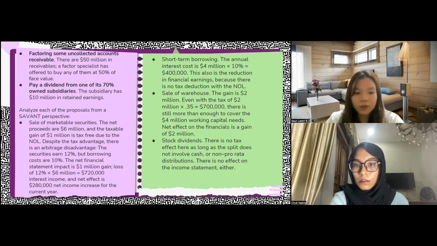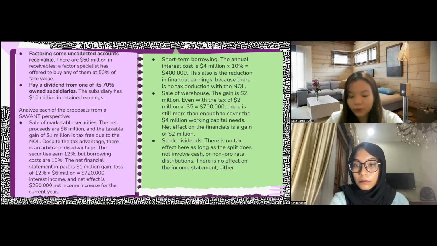So to analyze each of the proposals from a tax perspective, we can see the following. The first one, sale of marketable securities: the net proceeds are $6 million and the taxable gain of $1 million is tax-free due to the net operating loss. Despite the tax advantage, there is an arbitrage disadvantage: the securities earn 12%, but borrowing costs are 10%. The net financial statement impact is a $1 million gain, which consists of a loss of 12% times $6 million, equals $720,000 interest income, and the net effect is a $280,000 net income increase for the current year.